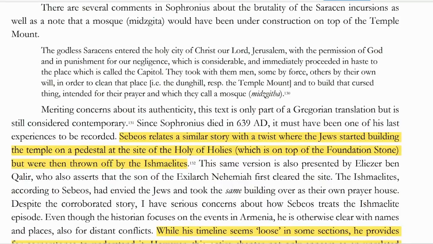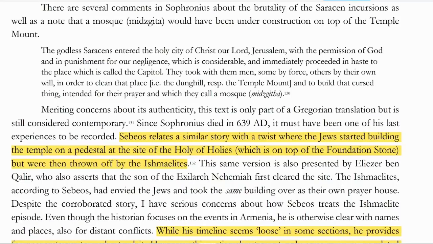The godless Saracens entered the holy city of Christ our Lord, Jerusalem, with the permission of God and in punishment for our negligence, which is considerable, and immediately proceeded in haste to the place which is called the capital. They took with them men, some by force, others by their own will, in order to clean that place, i.e. the dunghill, respectively the Temple Mount, and to build that cursed thing intended for their prayer, which they call a mosque.